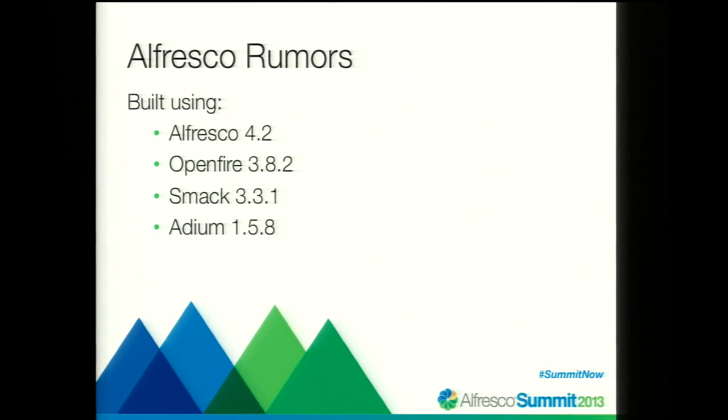For my development purposes, I used Alfresco Community 4.2. We're using OpenFire, which is a Java-based open source XMPP server available from Jive Software. Originally, Ignite Realtime was the company behind it, and Jive bought them. We're also using the Smack library, a Java library, as the client. And we're using Adium as the main client, but we're also going to show you Spark, which is another chat client, as part of the demo. So that's what we're going to work with.